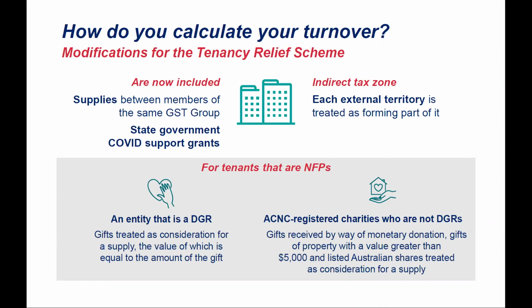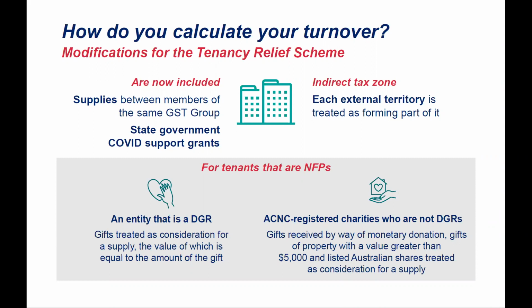Normally a GST group prepares and lodges one BAS on a group basis. Supplies between members of the group are ignored and not reported on the BAS. But for the decline in turnover test, turnover must be considered and calculated on an individual entity basis. Supplies to other members of the group are included in the decline in turnover calculation. And as I mentioned previously, state government COVID support grants are included. They're included as GST turnover for eligibility purposes.